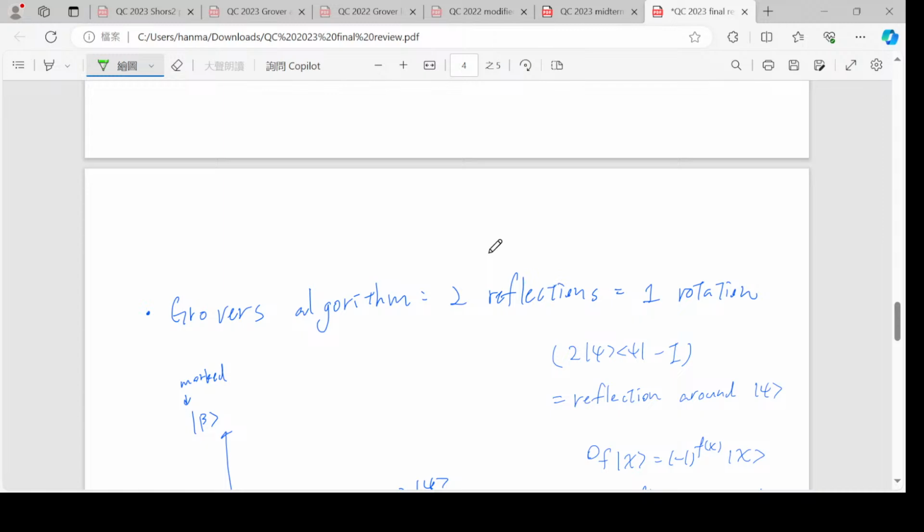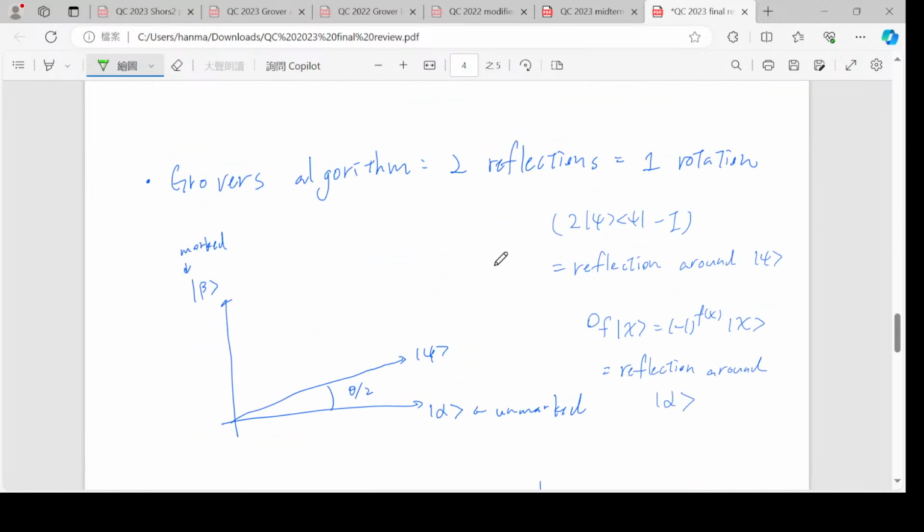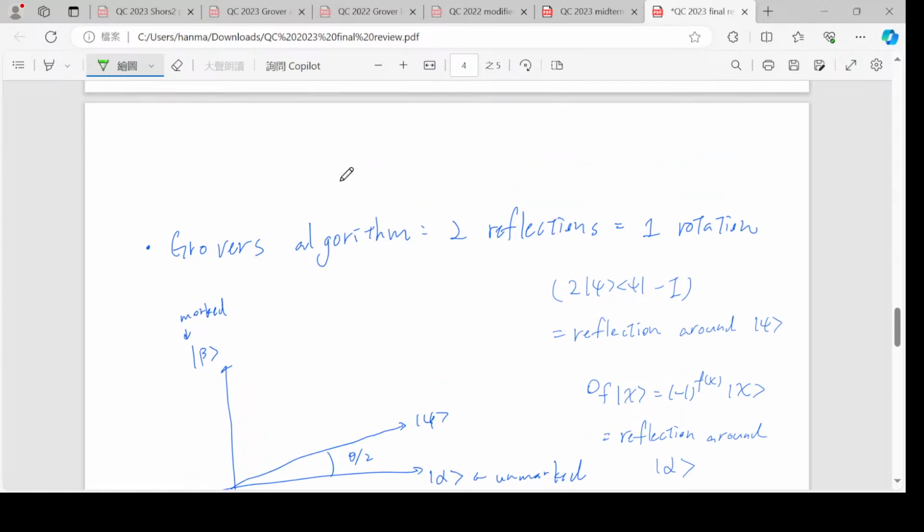It's Grover's algorithm. Okay, and Grover's algorithm I think is easier. So I guess I should write what this algorithm actually does, right? So Grover's algorithm is to find a marked item. What a marked item is: you are given Of, and it's x such that f of x equals 1.